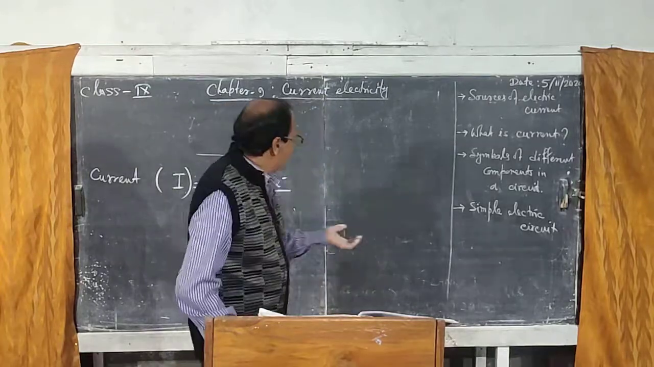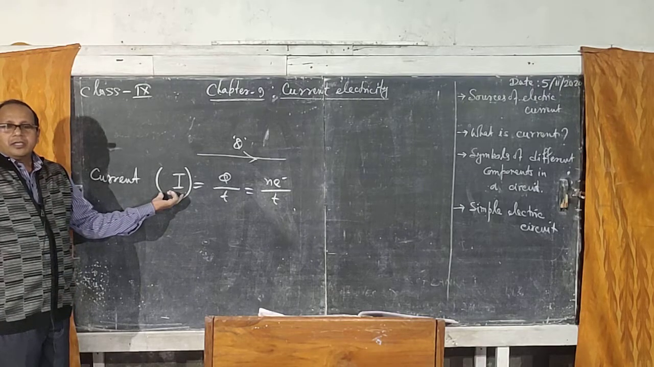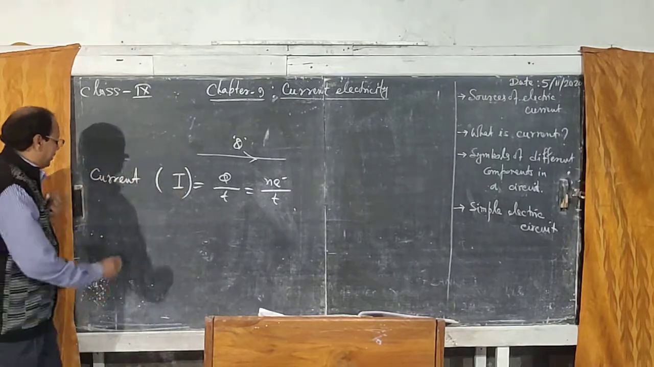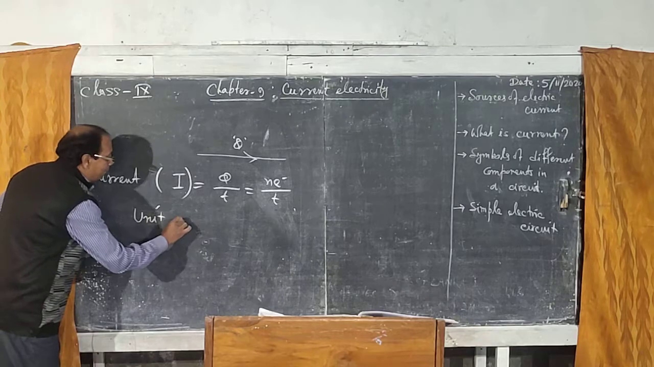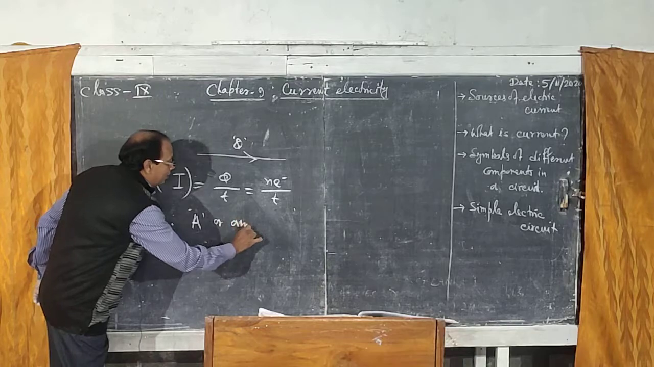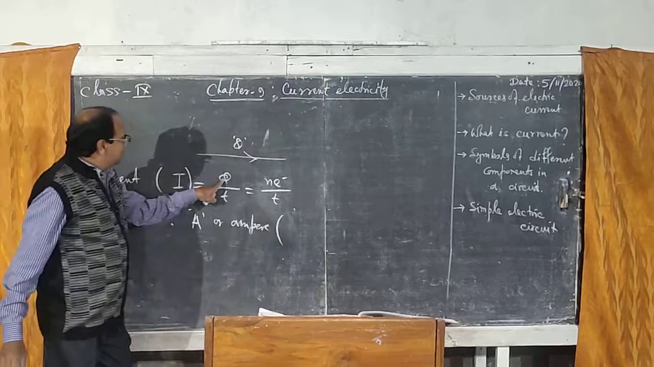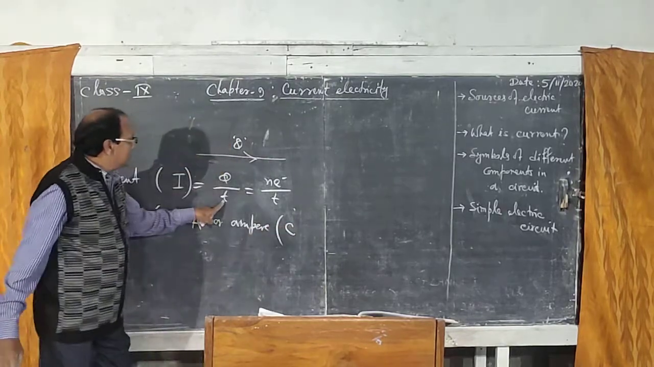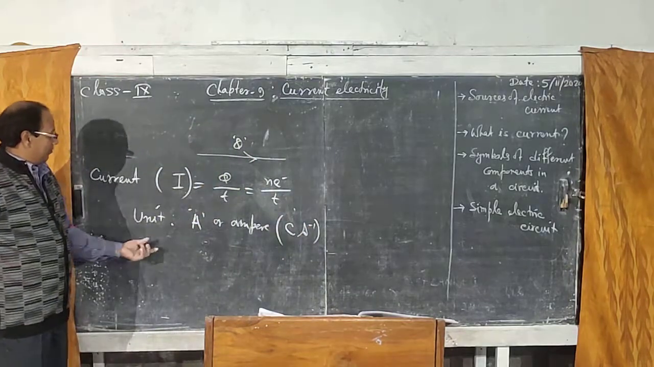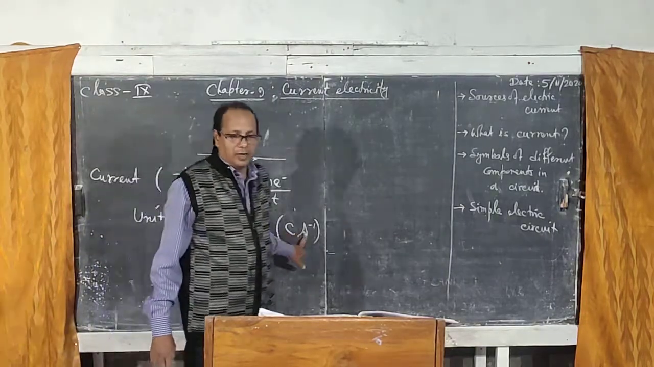Clear? Now since it is a physical quantity, we can measure it, and to measure we need proper units. The unit is ampere, capital A. Or we can write it another way: charge is measured in coulomb and time is measured in second, so coulomb second inverse. You can use any one of them, either capital A for ampere, or coulomb second inverse.